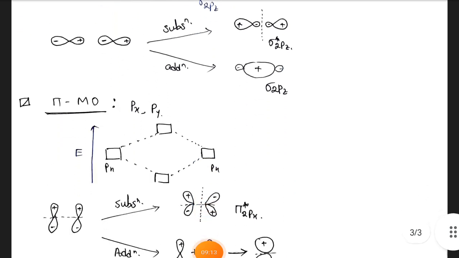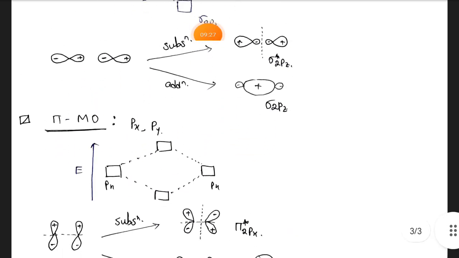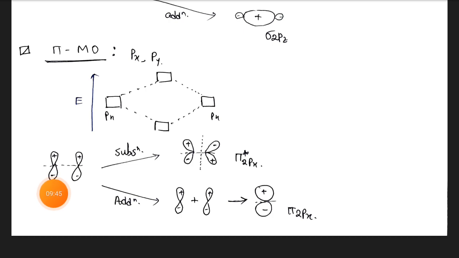Next, the pi MO. This is the energy diagram of the pi MO. As we said earlier, px and py form pi MOs. This is an energy profile diagram: this is a px orbital and this is a px orbital. If these two px orbitals overlap each other, one forms pi 2px and the other forms pi star 2px. How can we draw this? These are two px orbitals. If we add these two orbitals, this type of formation takes place, with this as the molecular axis. This is pi 2px. And if we subtract these 2px orbitals, then one nodal plane is there, and this is the formation of pi star 2px.